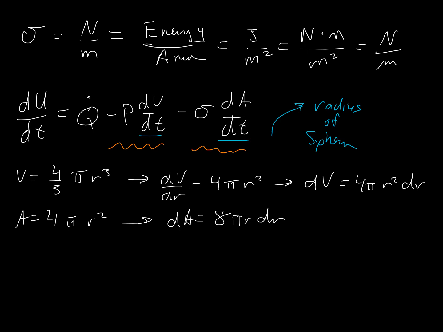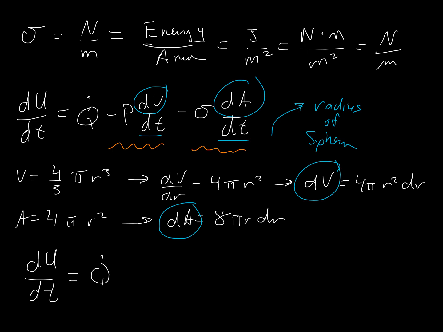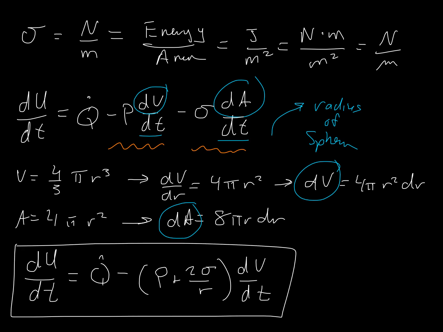So what we can do with this is substitute dV and dA into our energy balance, and then combine those two terms. We are a skosh shy on time, so I'm going to jump over the fun details of it. But effectively, we come up with an equation that looks like this. It looks just like our normal closed system energy balance, except we have a different term for the pressure. It's not just pressure, it's pressure plus this 2 sigma over R. So we're going to call this the internal pressure.